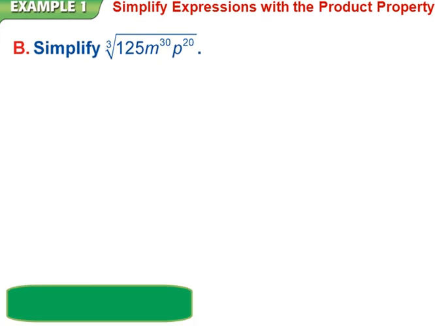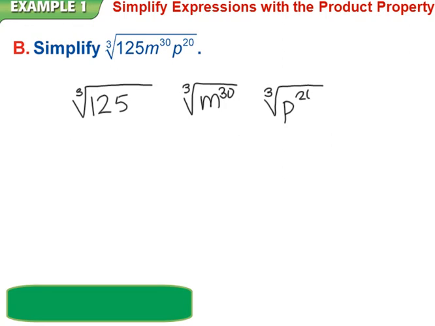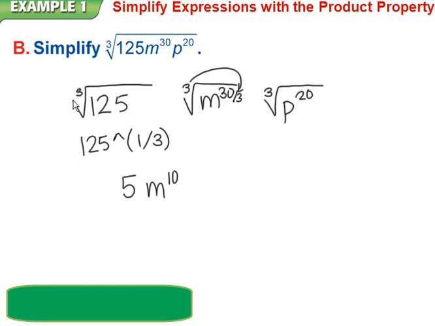Okay, next problem. We can do the same thing with cubic roots. So copy down this problem, and then let's split them apart. Cubic root of 125, cubic root of m raised to the 30th, and the cubic root of p to the 20th. All right, remember to type in 125 as 125 raised to the 1/3 power. And you don't use the square root button when we're doing it this way. And you should get an answer of 5. The 3 is divided by over here, so it's going to be m to the 10th. And again, the p is not going to work out.